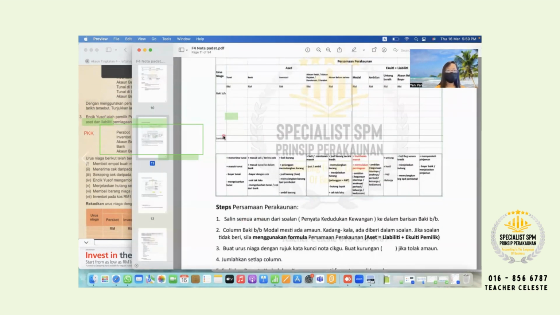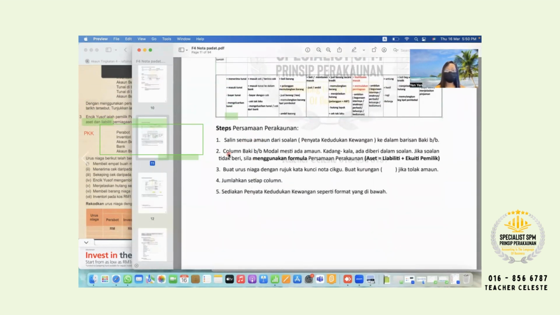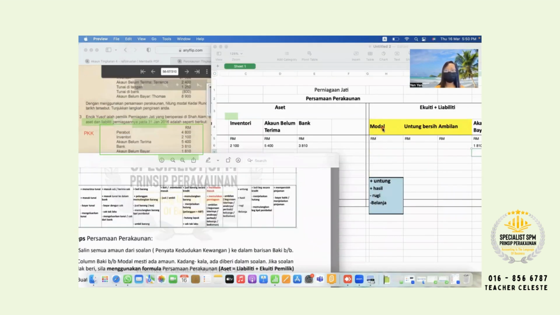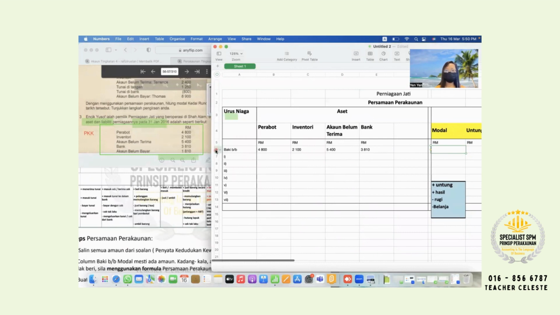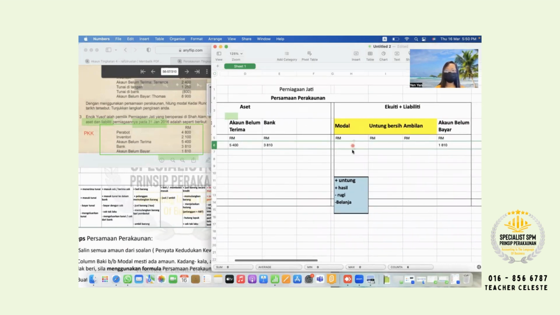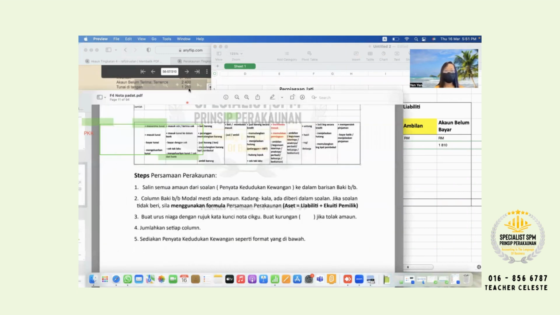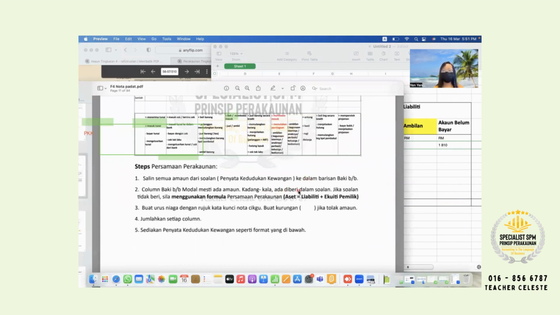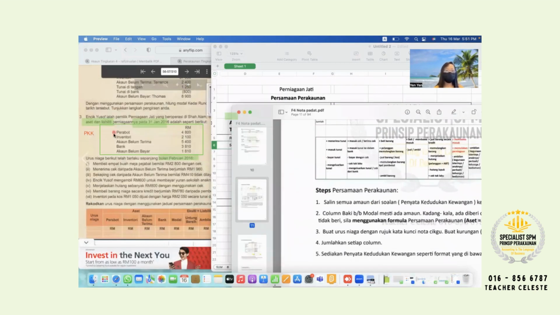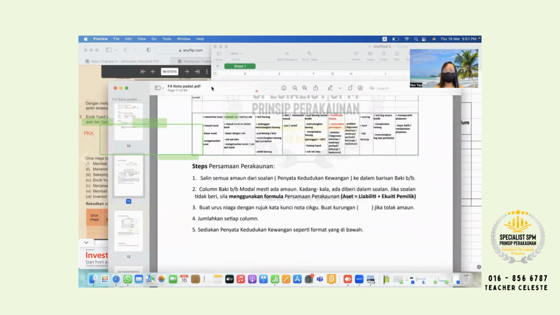Okay, first step. So after you complete first step, you see column baki BB modal mesti ada amount. So you check your answer here. Column baki BB, this one is baki BB lah. Okay, and then modal column here, you must got the amount here. Modal and then baki BB, mesti ada amount. So here already mentioned. And then kadang-kala ada diberi dalam soalan. So you see soalan ada mention here, modal berapanya? Tak ada, right? So how?